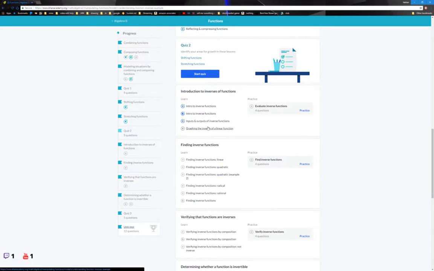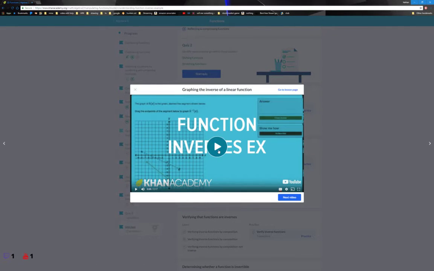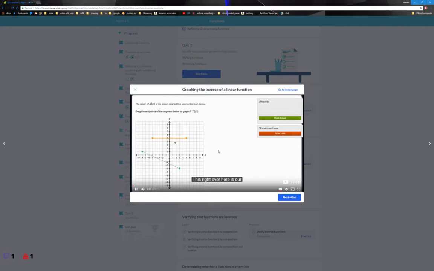All right, we just have one more video to watch, and then we're going to do the practice problems. This right over here is our understanding inverses of functions exercise on Khan Academy. And it's a good exercise to make sure you understand inverses of functions. And it's an interactive one where we can move this line around.